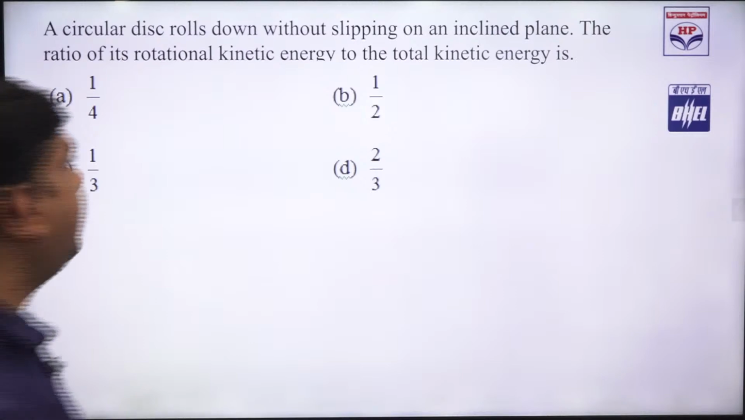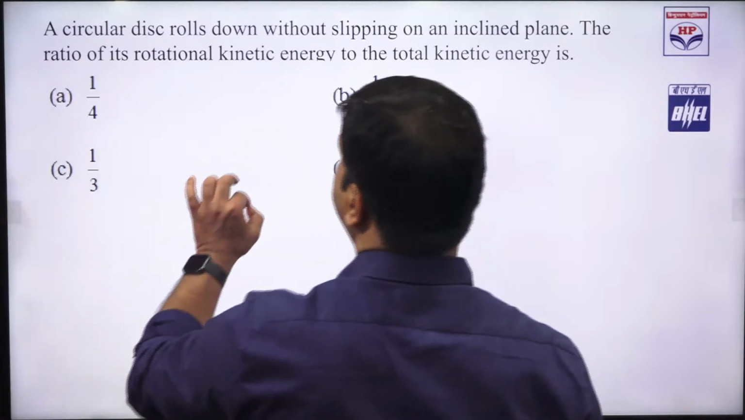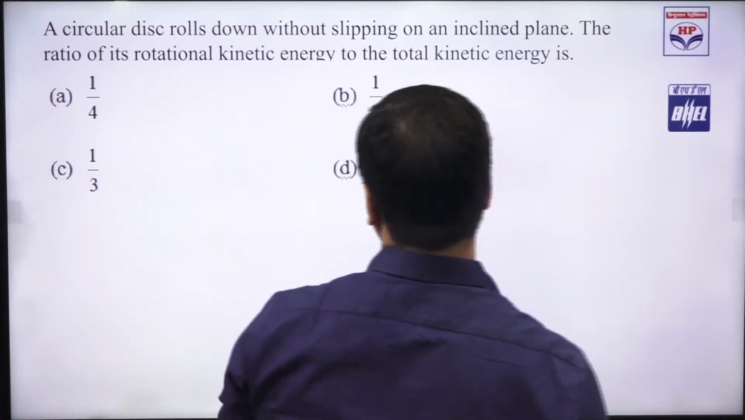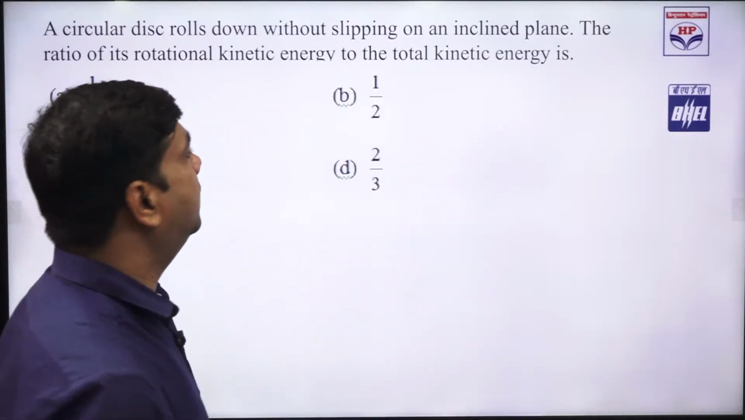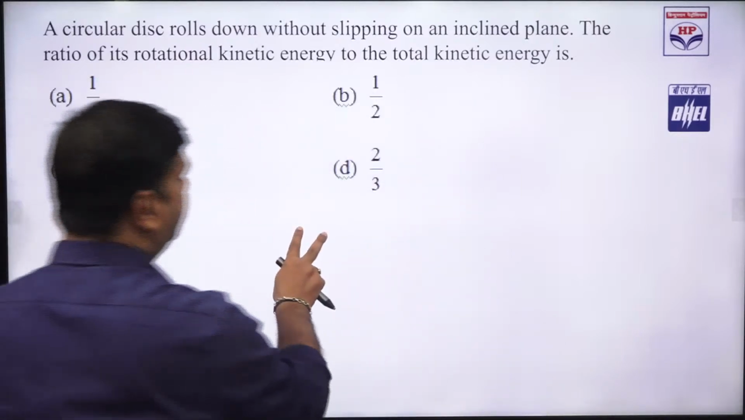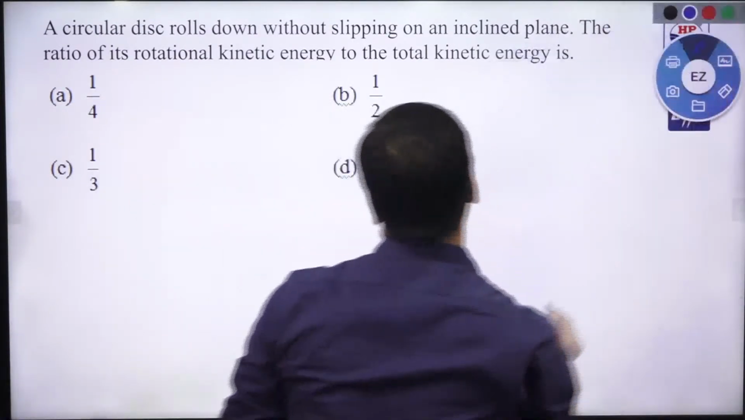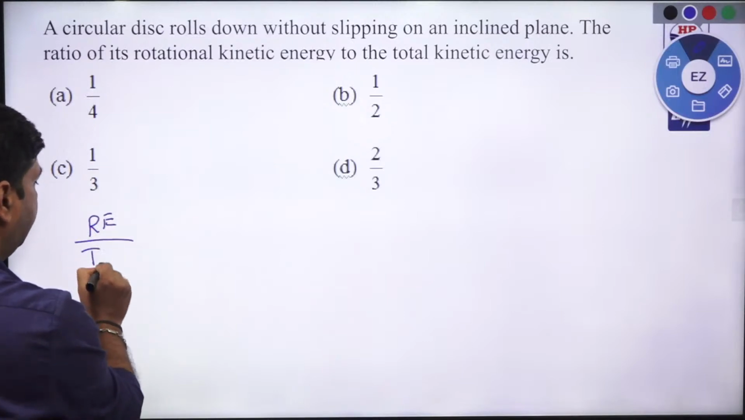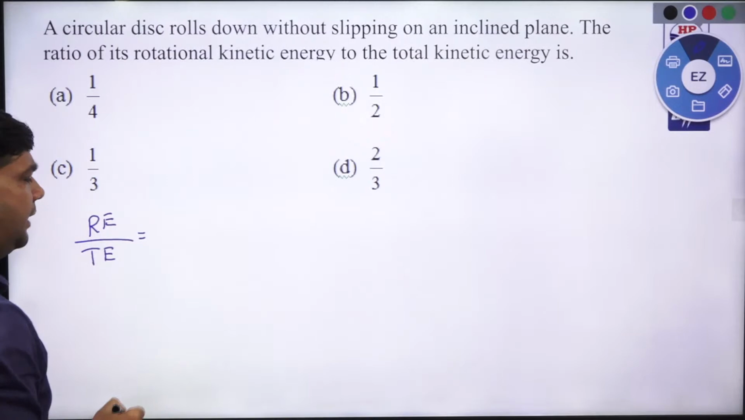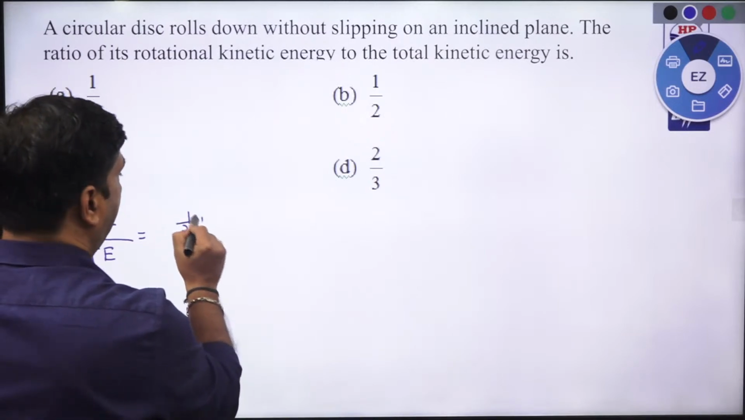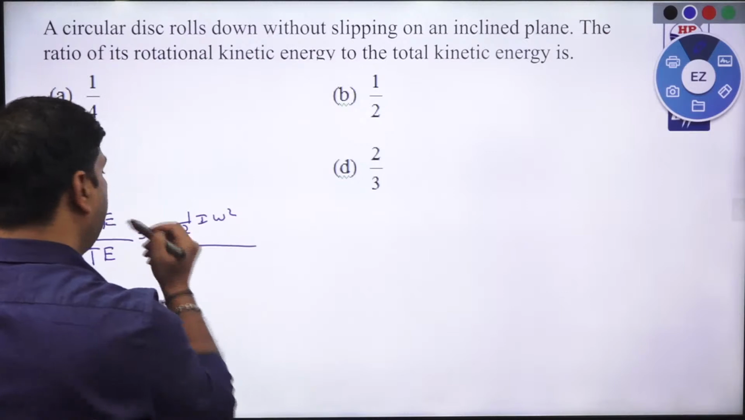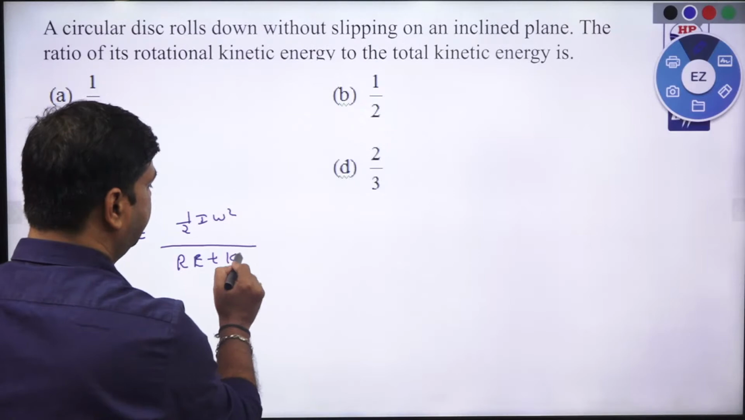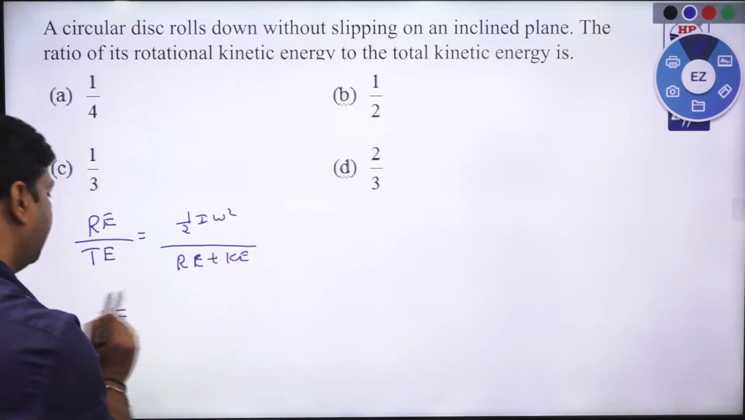So the question is saying that a circular disc rolls down without slipping on an inclined plane. The ratio of the rotational energy to the total kinetic energy. So I am finding the rotational energy upon total energy. Rotational energy contains half I omega square, but total energy is the rotational energy plus kinetic energy.